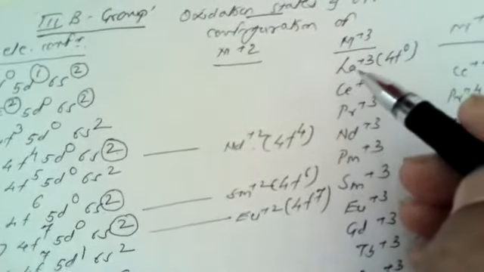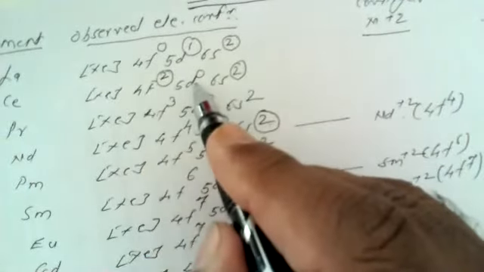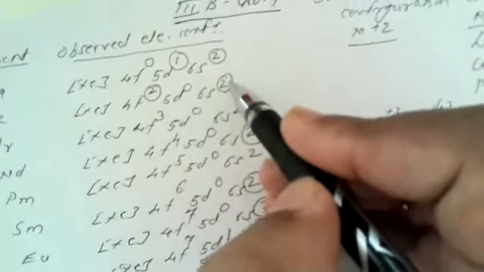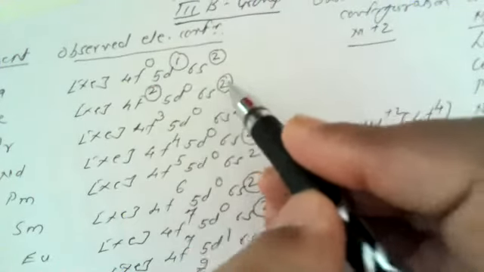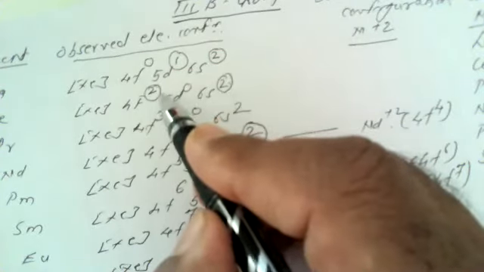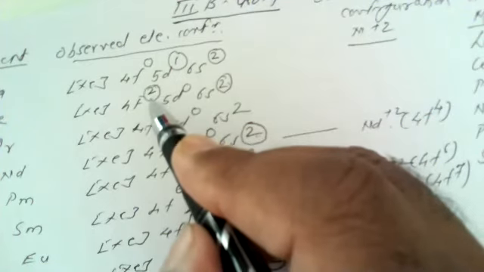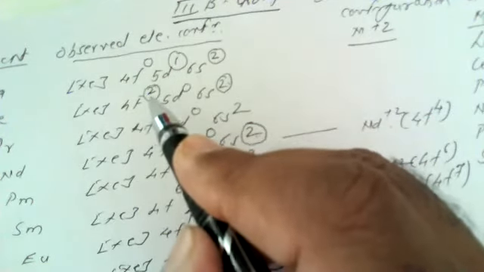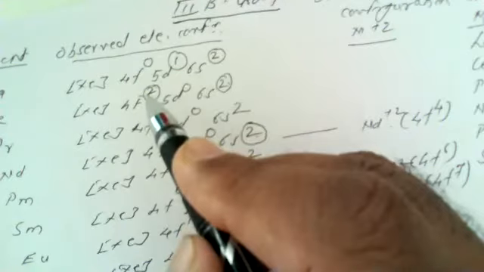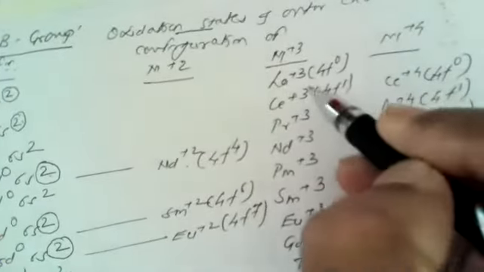As written, lanthanum +3 is 4f0. Now come to cerium. If cerium has to show +3 as a common oxidation state, it should lose 2 electrons from 6s and 1 electron from 4f. So after the loss of a single electron from 4f2, the remaining part will be 4f1.